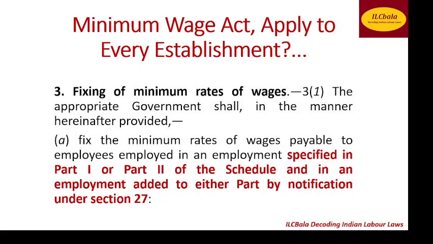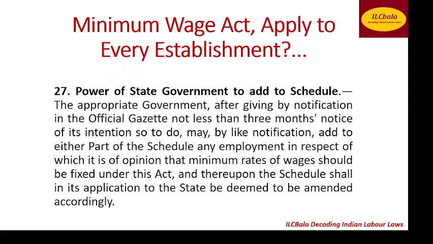So how does this happen? Section 3 empowers the government to fix the minimum rate of wages for those specified industries or establishments mentioned in part 1 or part 2 of the schedule. So in essence this schedule contains part 1 and part 2. This power is drawn through section 27. So what does section 27 talk about?